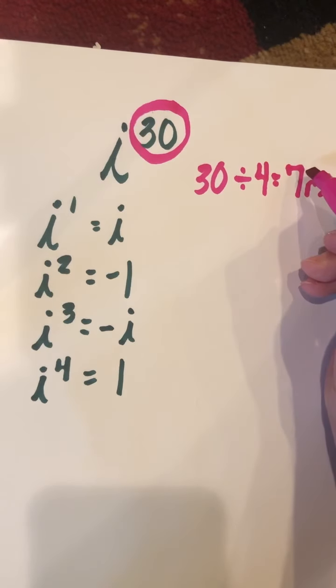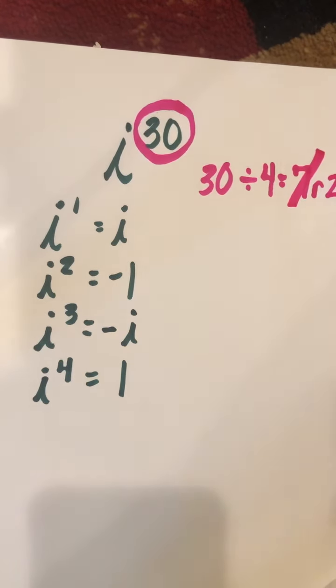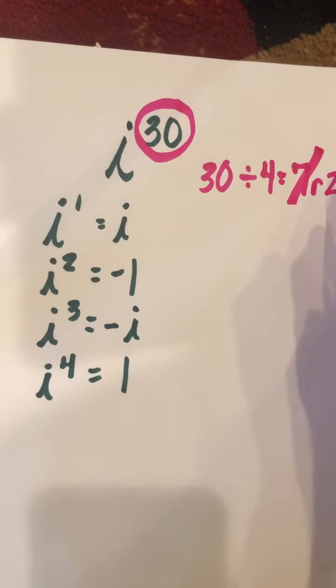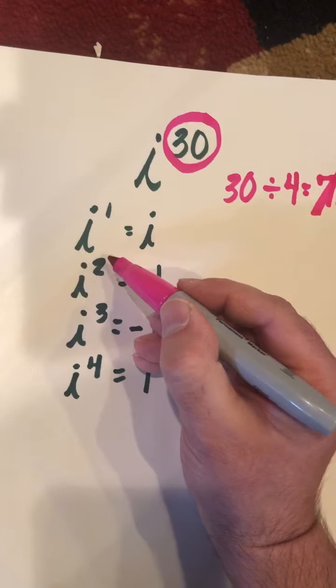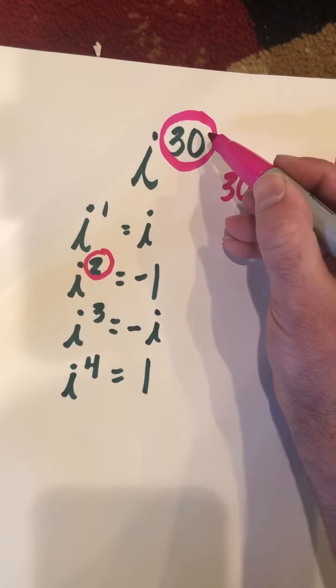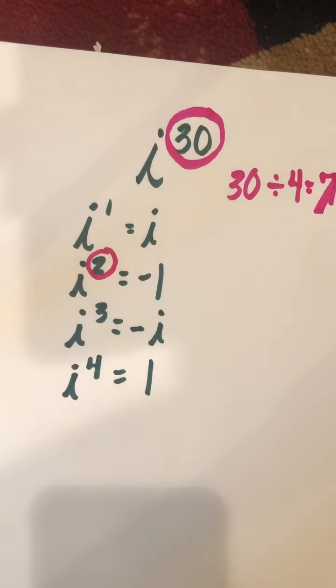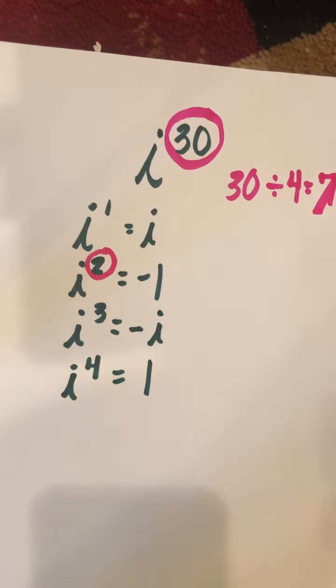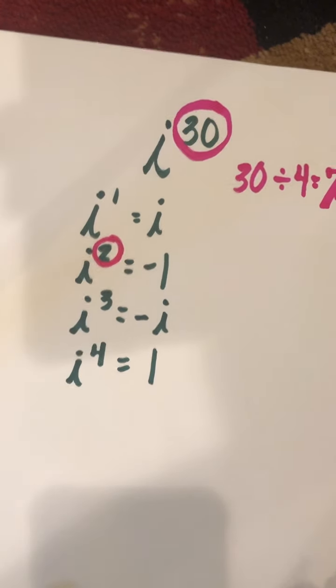Now, this 7 doesn't really matter. I don't even need that. All I need is the remainder, because basically, if you have the remainder, you look down here, and this whole thing is just going to equal whatever the remainder is. So this one, i to the 30th power, is just going to equal a -1. All right, let me do that again because I know that was a little confusing.